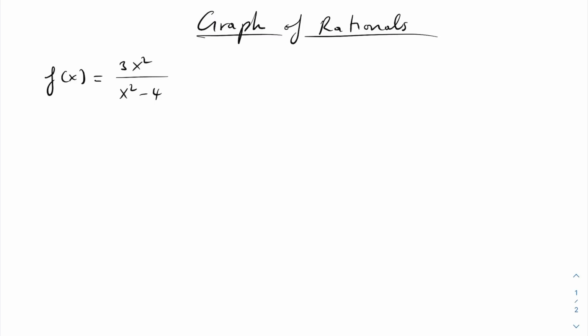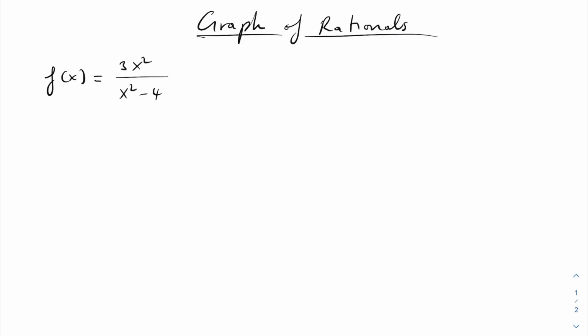To draft a rational function, I usually go with three steps. I'm going to first find the x and y intercepts. Then I'm going to find my asymptotes, all three of them: vertical, horizontal, and slanted. And finally, I'm going to get some extra points between my x-intercept and my vertical asymptote so I can know exactly where the graph is going. Let's go ahead and do that here.